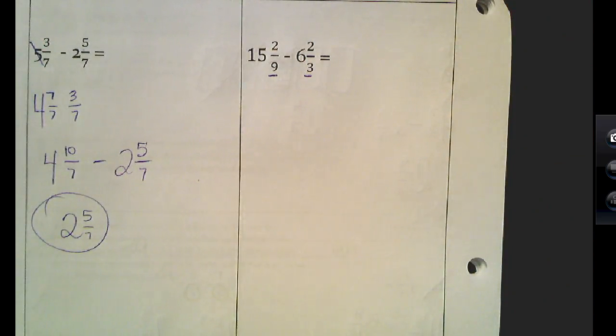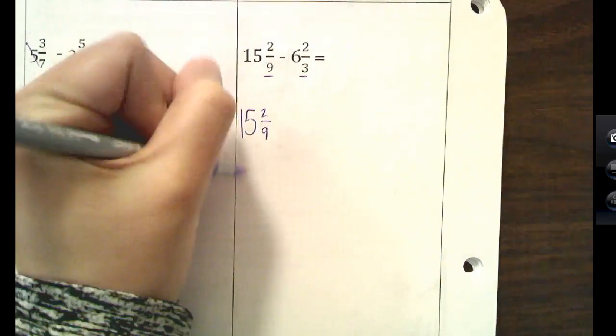Shake your head yes or no. You don't need to say anything. Just shake your head yes or no. Do we currently have a common denominator? No, we do not have a common denominator. So we need to rewrite these fractions to give them a common denominator.